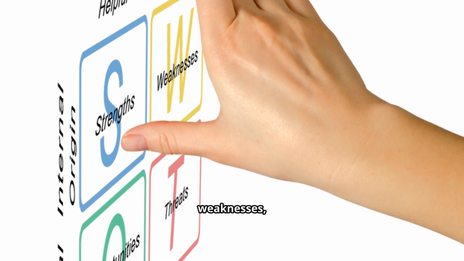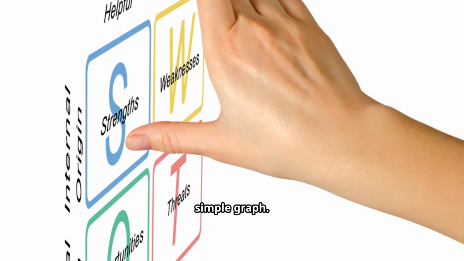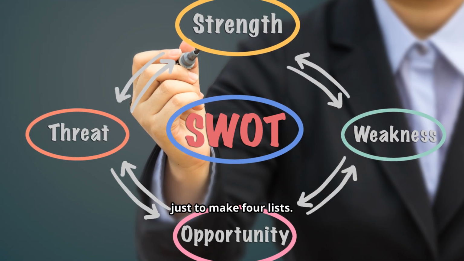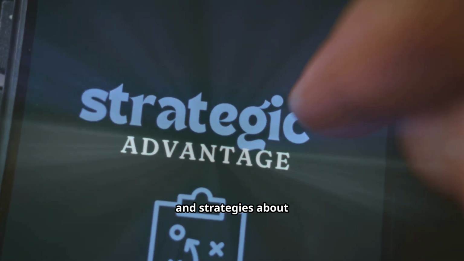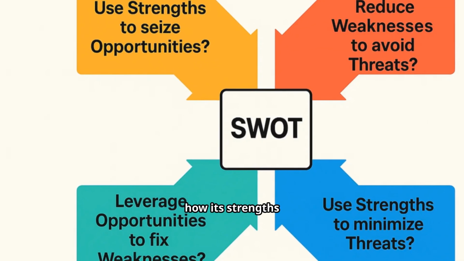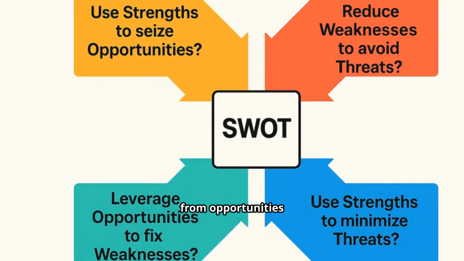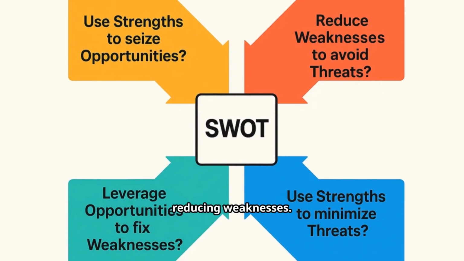SWOT analysis brings these two perspectives together. We put strengths, weaknesses, opportunities, and threats side by side in a table or a simple graph. The goal is not just to make 4 lists. The real value of SWOT analysis is to generate insights and strategies about how the firm should act. For example, a firm can look at how its strengths allow it to benefit from opportunities in the environment, or how it can minimize the impact of threats by reducing weaknesses.